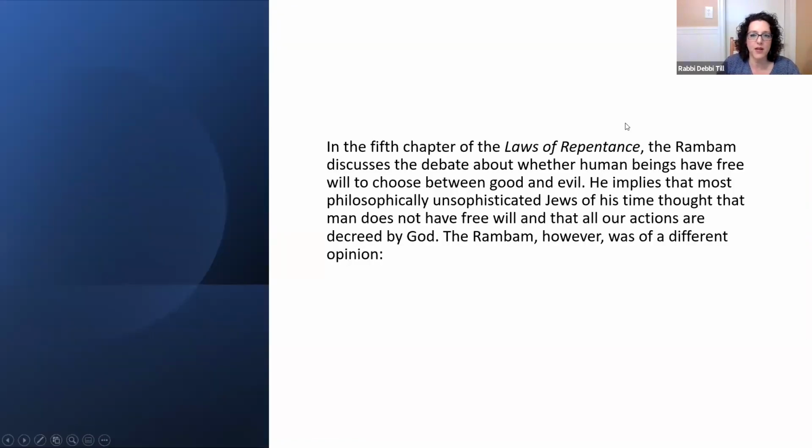So here we are in the fifth chapter of the Laws of Repentance. This is from his Mishnah Torah, where he talks about whether we have the free will to choose between good and evil. And he implies that most philosophically unsophisticated Jews of his time thought that man does not have free will and that all of our actions are decreed by God. This is what Rambam thought.